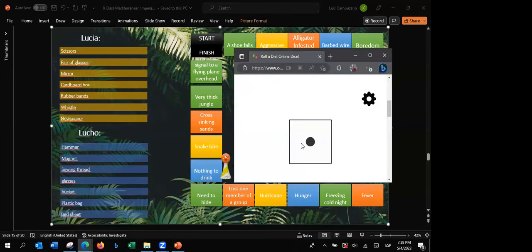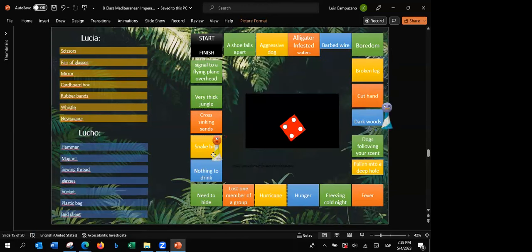Let's come to yours. You got 3. Let's go up here. 1, 2, and 3. The jungle is very thick. Thick, Lucy, es grueso. So maybe there's a lot of trees, a lot of plants. What do you do in this case? What do you use?